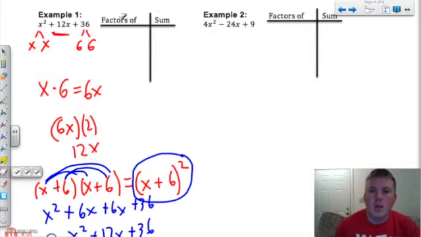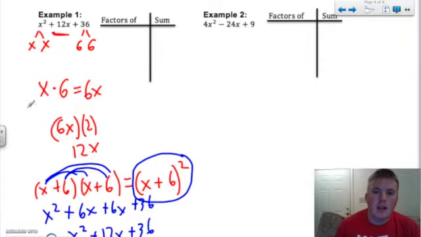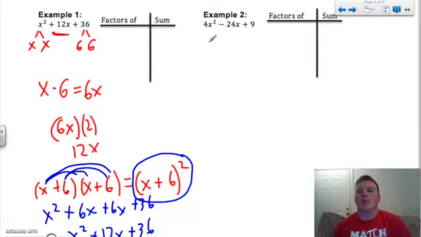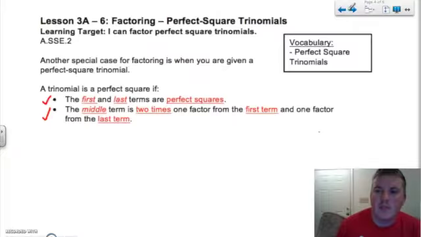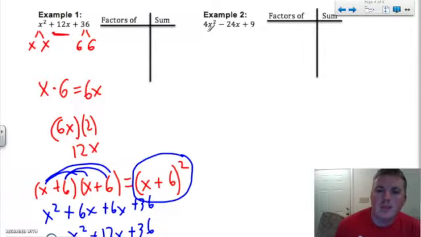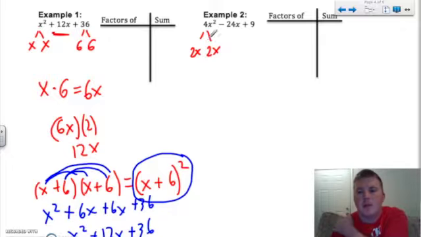Alright, let's go ahead and take a look at our second example. So if we are looking at our second example, we are given 4x squared minus 24x plus 9. Alright, so I want to go ahead and check my circumstances again to see if I can check off those two conditions. Remember, the first and last terms need to be perfect squares. If I break this down, I can break this down into 2x and 2x, which are the same, so that's going to be a perfect square.